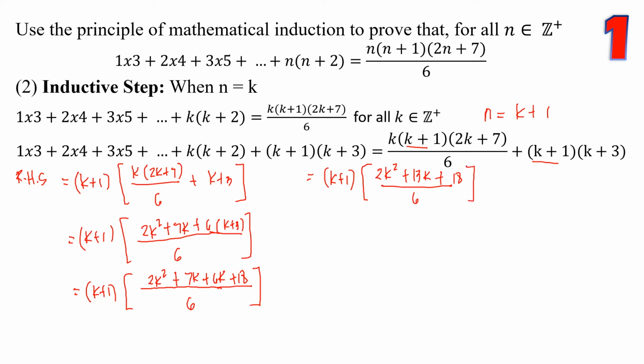This time, let us factor the quadratic expression in the numerator. Then we will have k plus 1 times, we have two binomials, that's k plus 2 times 2k plus 9. This will be our factors for the numerator.